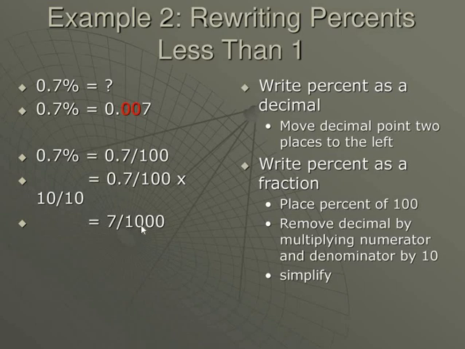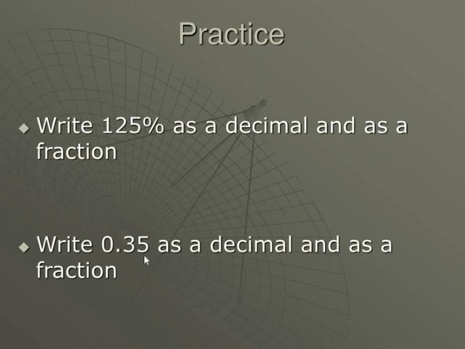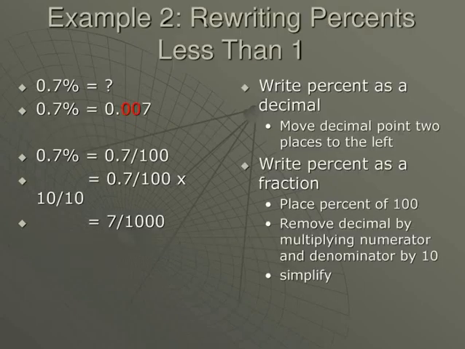Or we can say, if you want to move the decimal point, you have to multiply it by 10. Why 10? Because it has only one digit to the right, so you will move it to the right one digit, so it will be 7. But to keep this fraction equivalent, when you multiply by 10, you have to multiply the denominator by 10 too, so 100 times 10 will be 1000.